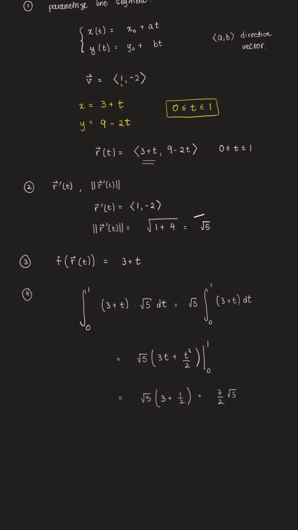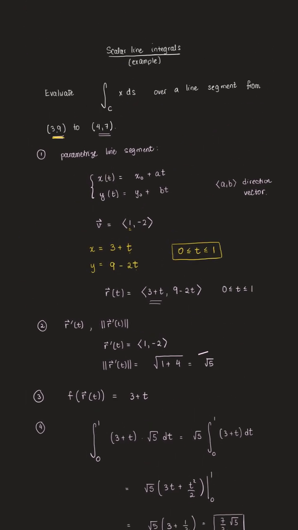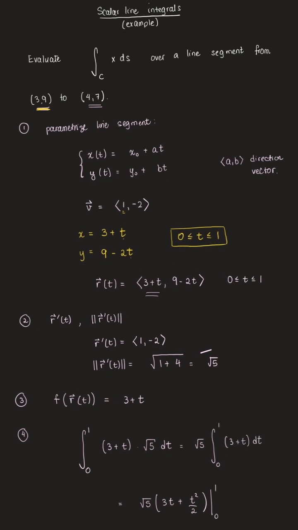And that's it. I primarily chose this example to do with you because I wanted to remind you how we parameterize lines. And we just did the scalar line integral over a line of the surface z equals x.